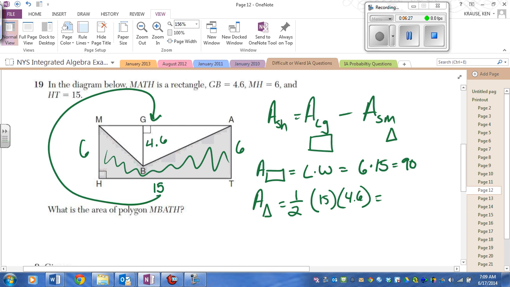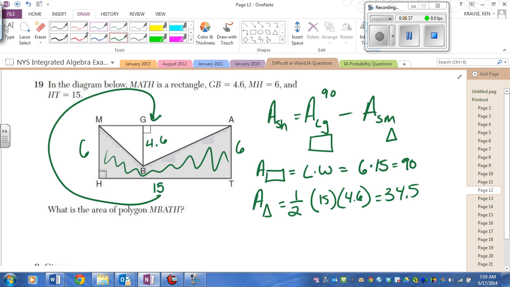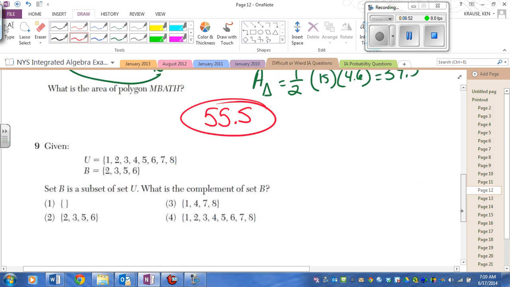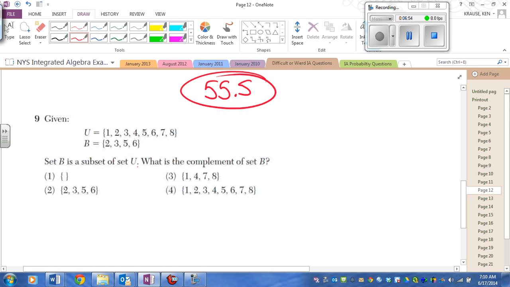And that's equal to 34.5. So if I take the 90 and subtract out the 34.5, I get 55.5. That's the answer. Alright.